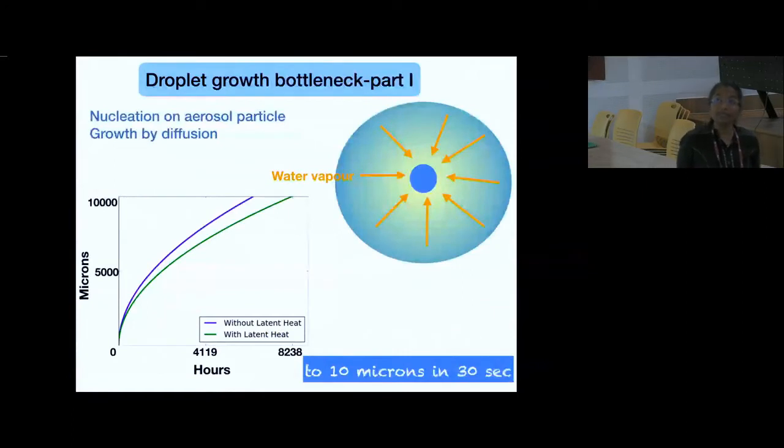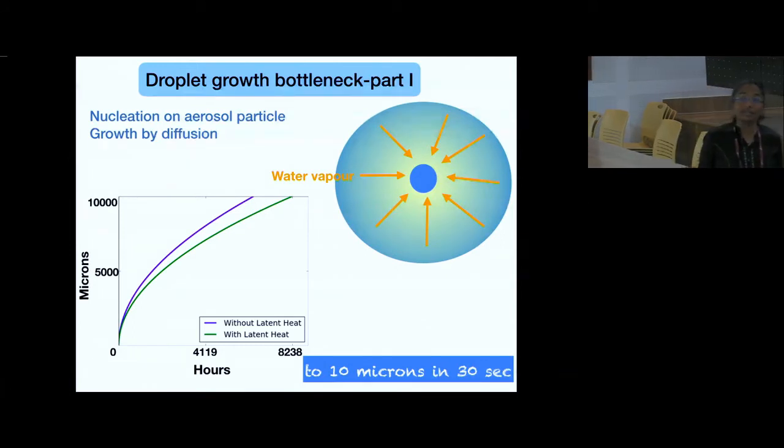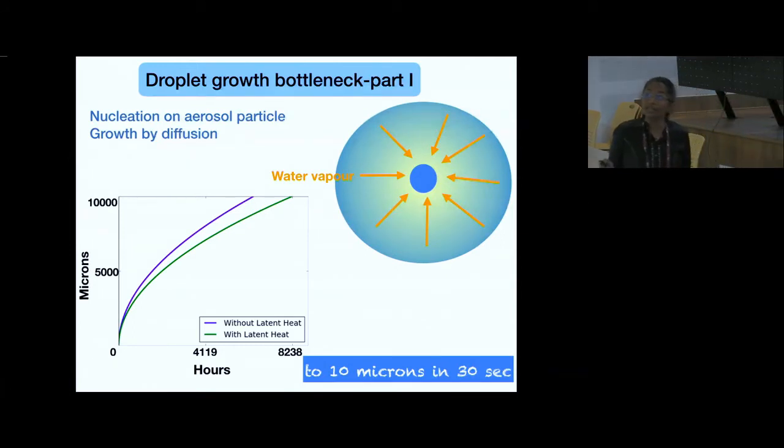So first, let me describe this thing called the droplet growth bottleneck. Let's try to understand what that is, and then we'll see where turbulence comes in. So suppose you have a droplet sitting in still air, and the air is supersaturated around it. So condensation is going to increase the radius of this droplet very slowly. So the water vapor is then diffusing onto this droplet and condensing onto it.